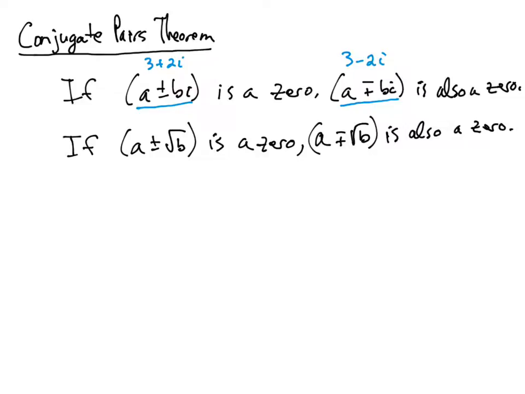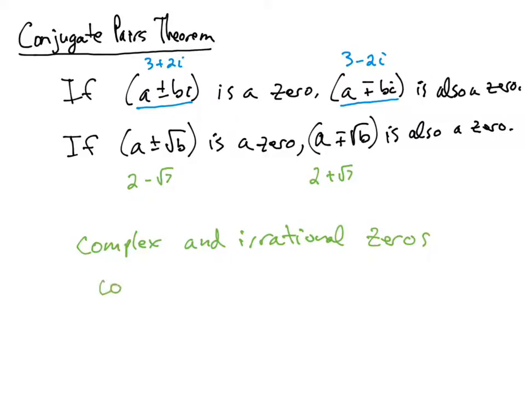Similarly, if we have an irrational 0, something like 2 minus square root 6, actually let's not use 6 because that looks like it'd be 2 minus square root 7. If that's a 0, that would mean that 2 plus square root 7 is also a 0. So complex zeros and irrational zeros, we say they come in pairs. That's what this is saying.